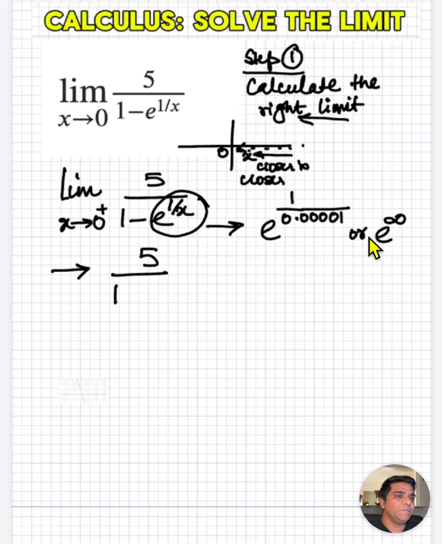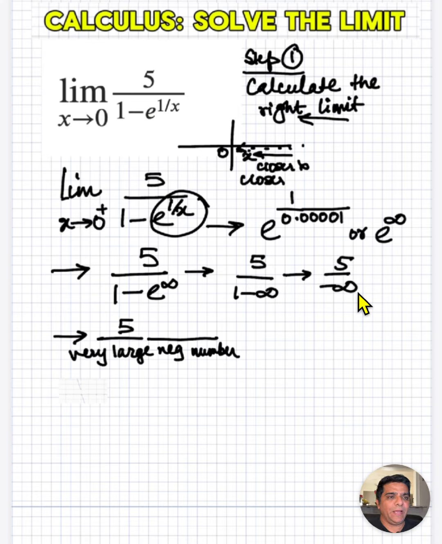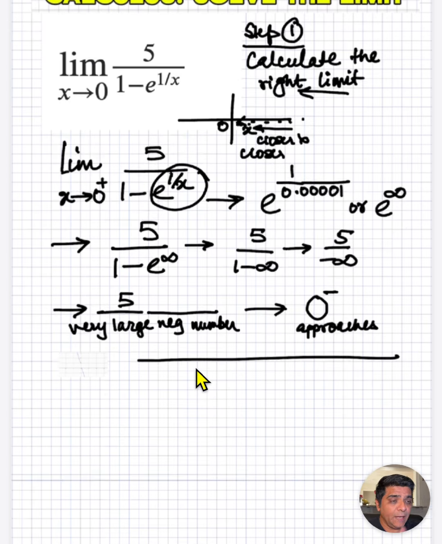So e to the power infinity is infinity, so we have 1 minus e to the power infinity, which is 1 minus infinity. So we can write 5 divided by 1 minus infinity, which is 5 divided by negative infinity. Now what happens to 5 divided by a very large negative number? That basically approaches 0 from the negative side, but effectively it approaches 0, because you are dividing 5 by a very large number. Okay, so that's our limit from the right hand side, done.